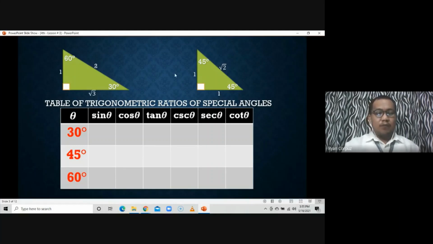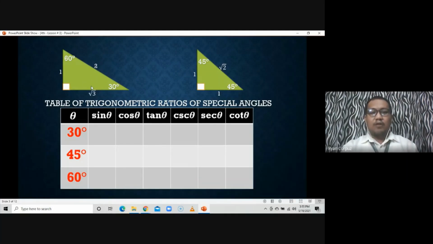So with the help of these right triangles above, which are the 30, 60, 90, and the 45, 45, 90 degrees special right triangle, we are going to complete this table of trigonometric ratios of special angles. So, kung in a 30, 60, 90 special right triangle, kung 1 unit ang measure ng shorter leg, sabi nga natin kanina na twice of it is the measure of the hypotenuse. That's why ang measure ng hypotenuse dito is 2.